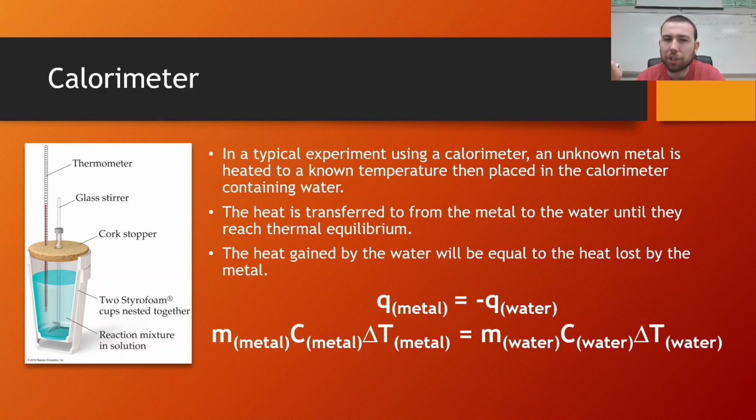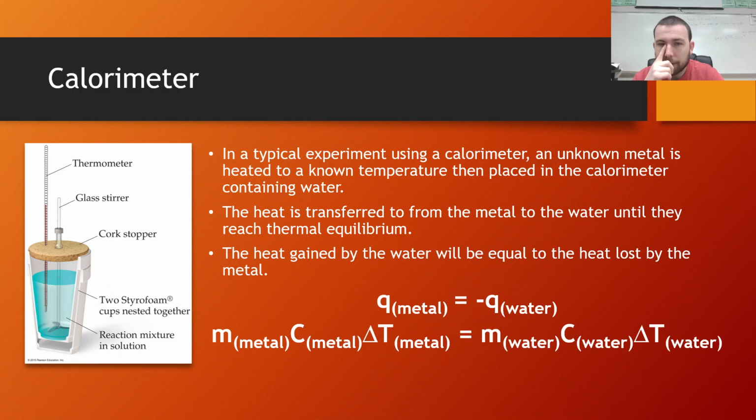I think it actually should be reversed. It should be negative Q metal because the metal is what's losing heat, and the water is the substance that's gaining it, right? And so then you would have the mass of the metal times the specific heat of the metal times the change in temperature of the metal is going to equal the mass of the water times the specific heat of the water times the change in temperature of the water.